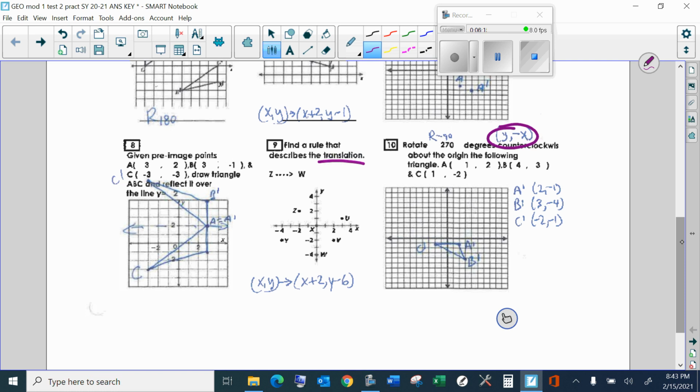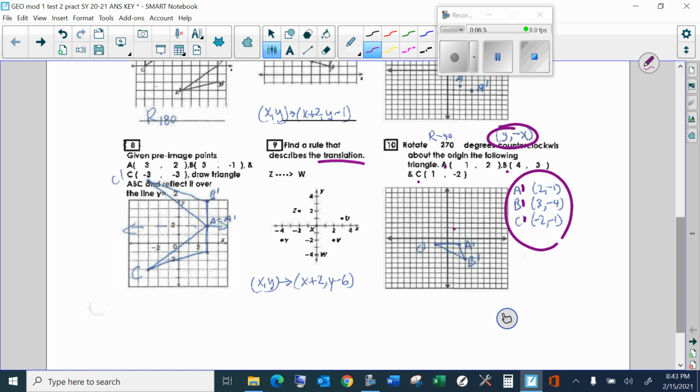So now I just apply that, as I did right here, to A prime, B prime. So there's the A, B, and C, and just apply y, negative x to each of those, and you get your A prime, B prime, C prime right there. Now I could have gone ahead and plotted the original if I wanted to as well.